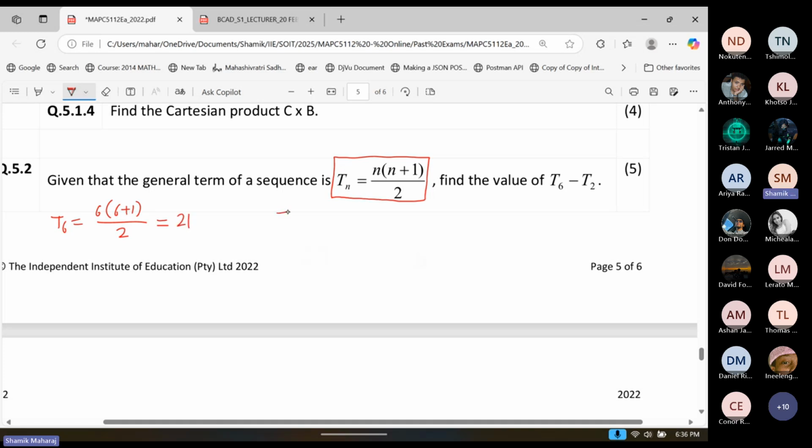And then we need T2, which is going to be 2 into 2 plus 1 over 2, which again you can just show the answer. That's going to be 6 over 2, which is 3. Or you can just cancel the 2's out and get 3, same thing. Now take T6 minus T2, which is 21 minus 3. Again, always be safe and use the calculator for this, even if you're unsure, because I tend to mix up 18 and 19 and get confused.